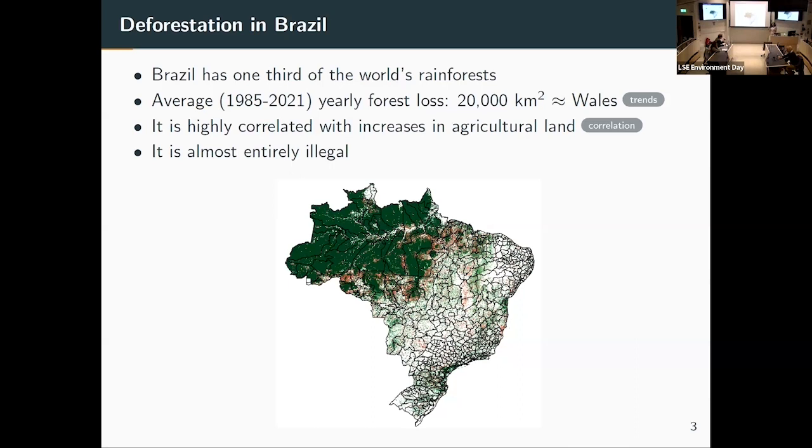So that's not to say that the cause is agriculture, but that's the subsequent use of the land. And it is almost entirely illegal. Some statistics say 94% of it is illegal. So that means it doesn't have the specific permits it would need according to Brazilian law. And there are a lot of laws on paper that have been there since the 60s that are not really applied in practice.